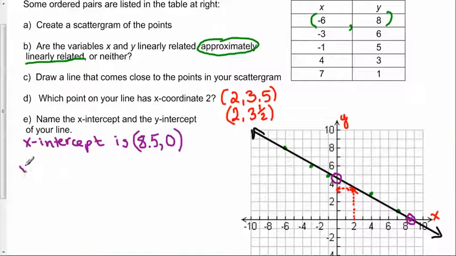That's my x-intercept. For the y-intercept, we're going to use that same idea, but now we're going to look on the y-axis. So the y-intercept is, let's see here. My line crosses the y-axis right about there. And again, it doesn't fall on a nice tidy point. It's somewhere between 4 and 5. And so I'm going to say that looks like it's at about 4.5.